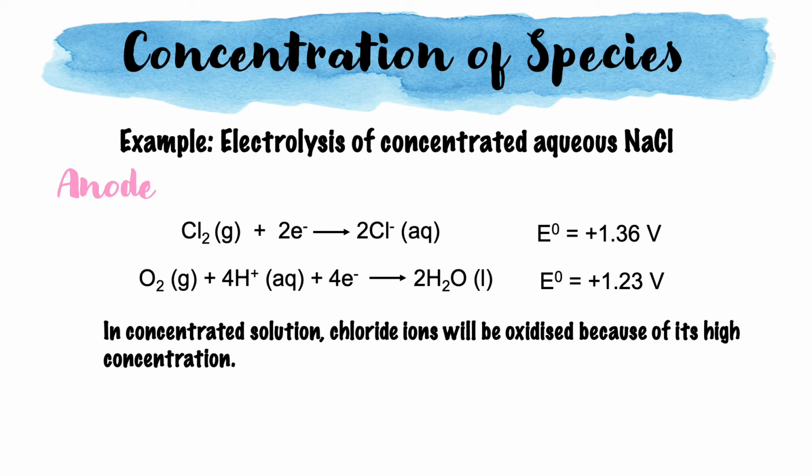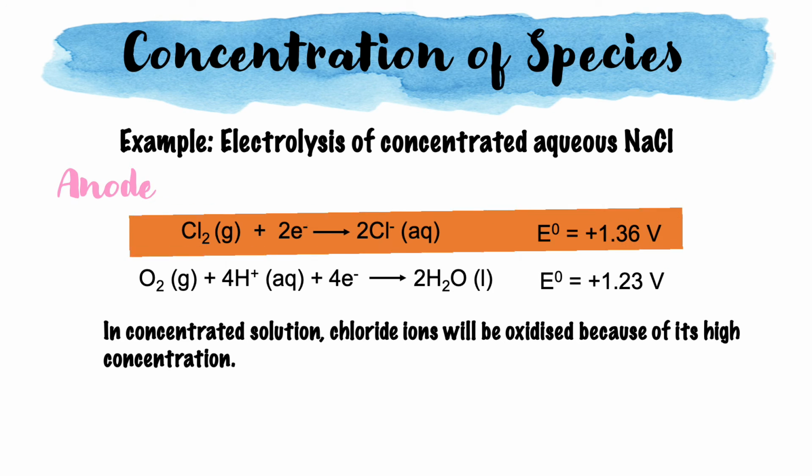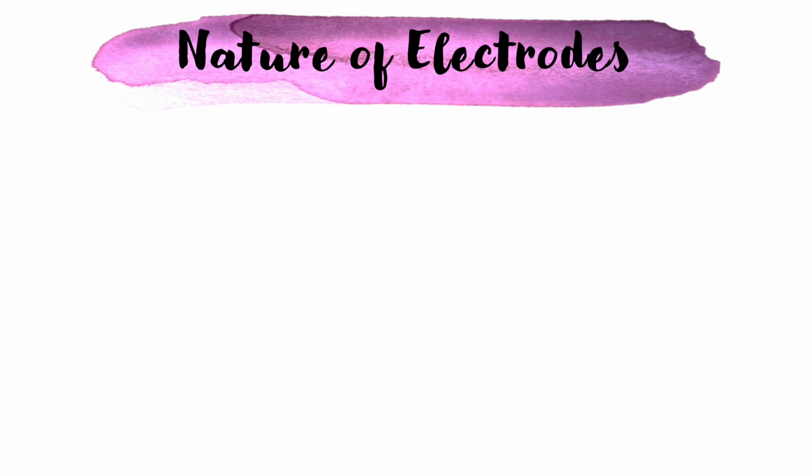In concentrated solution, chloride ions will be oxidized because of its high concentration. The high concentration of chloride ion makes it more readily discharged over water. The third factor affecting the discharge of a species at the electrode is the nature of electrode.